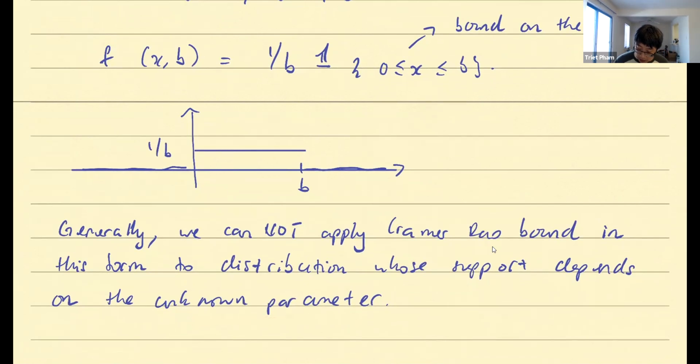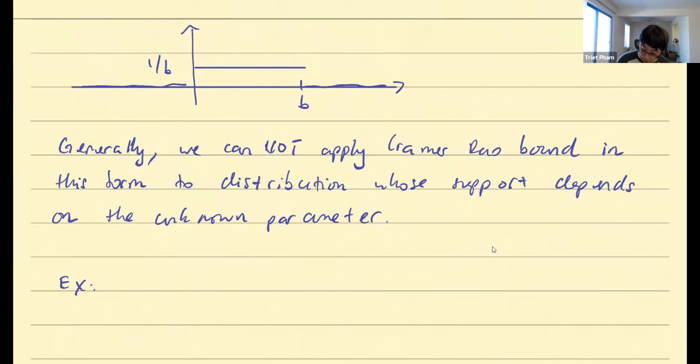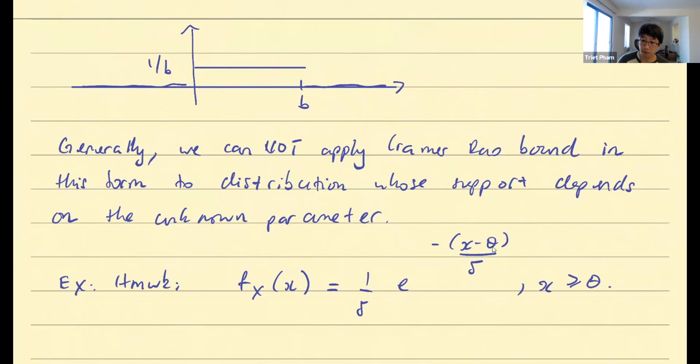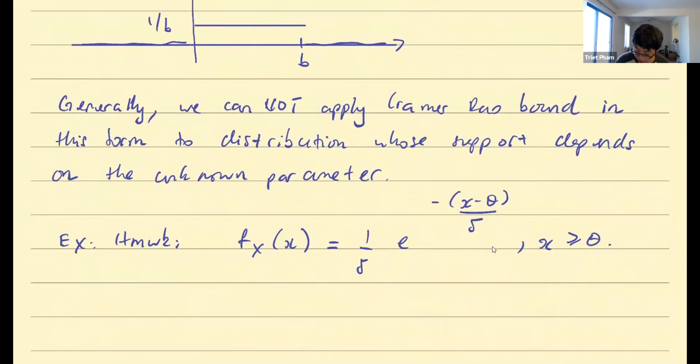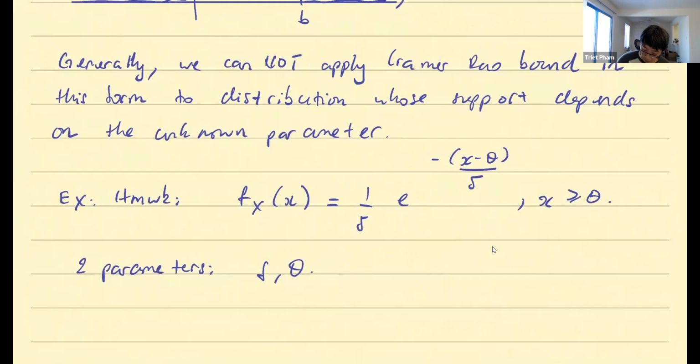All right. Let's take another example from your homework. You are given this family of random variables: e to the minus (x minus theta) over delta, times 1 over delta, for x bigger than or equal to theta. So this is a scale-location family of exponentials. On your midterm, you were asked to deal with this when delta equals 1. But there are two parameters, delta and theta.